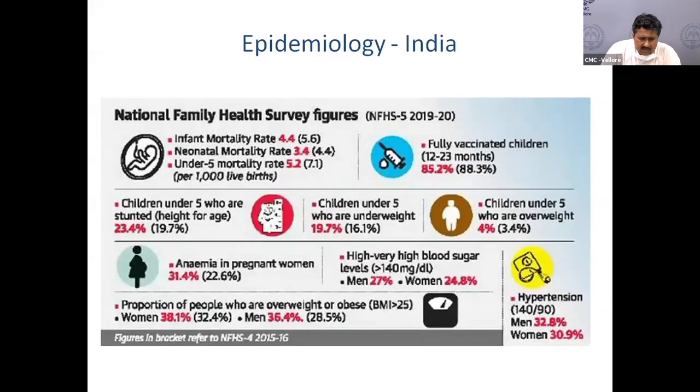Okay, Indian data shows stunting around 23.4%, underweight around 19.7%, and overweight around 4% in the 2019-20 National Family Health Survey.